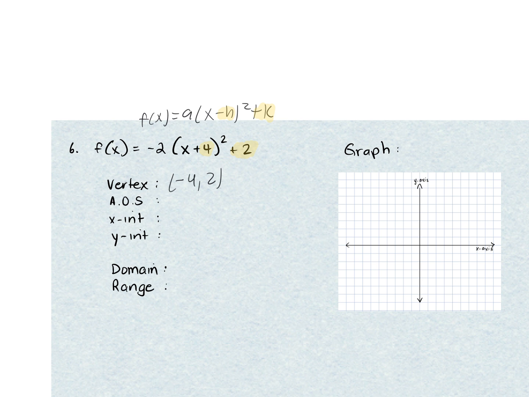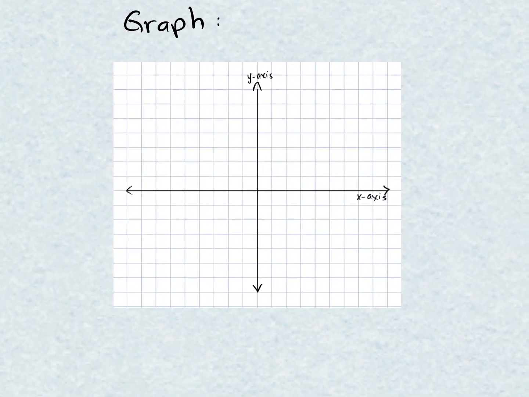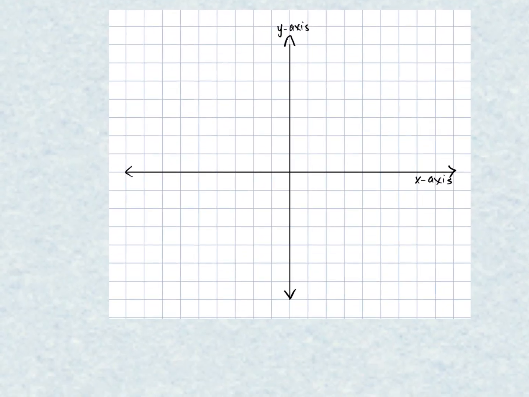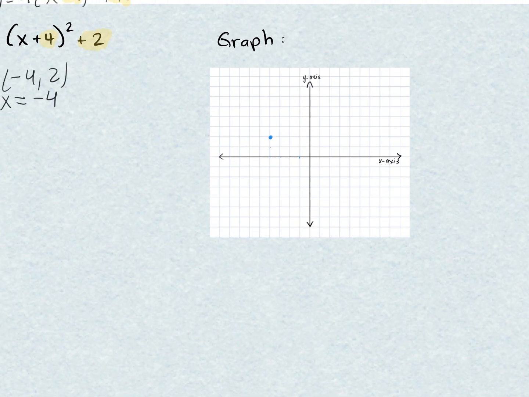And then again, your axis of symmetry is going to be super easy to find. Now that you have your vertex, it's going to be x equals -4. All right, so I'm going to go ahead and plot those points. So at -4, all right, so 1, 2, 3, 4, and then 1, 2 is going to be right there.